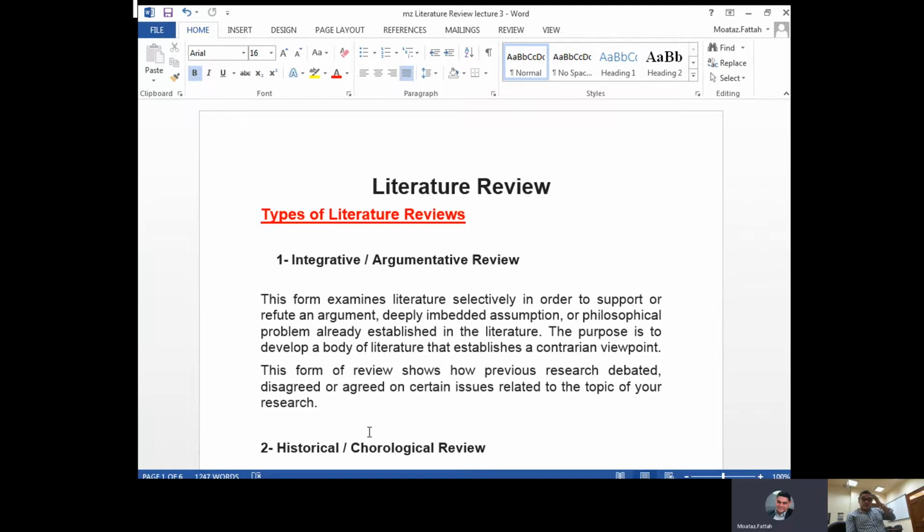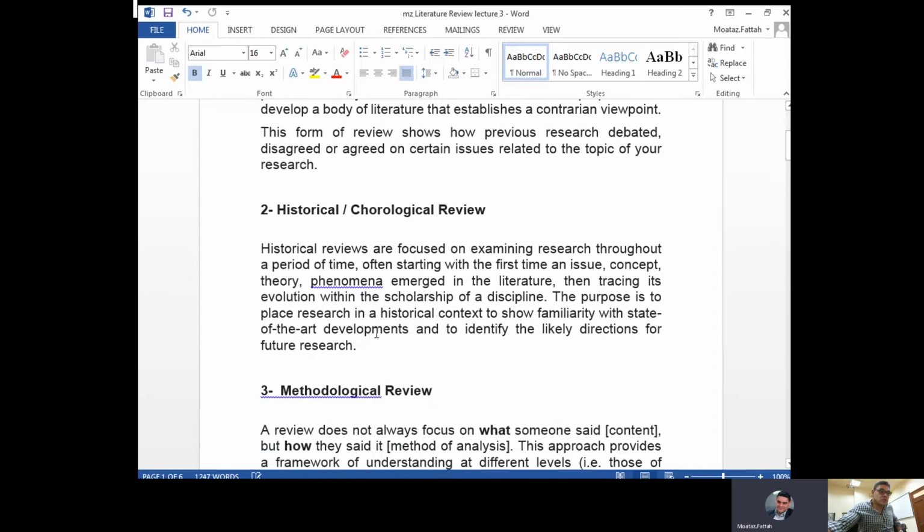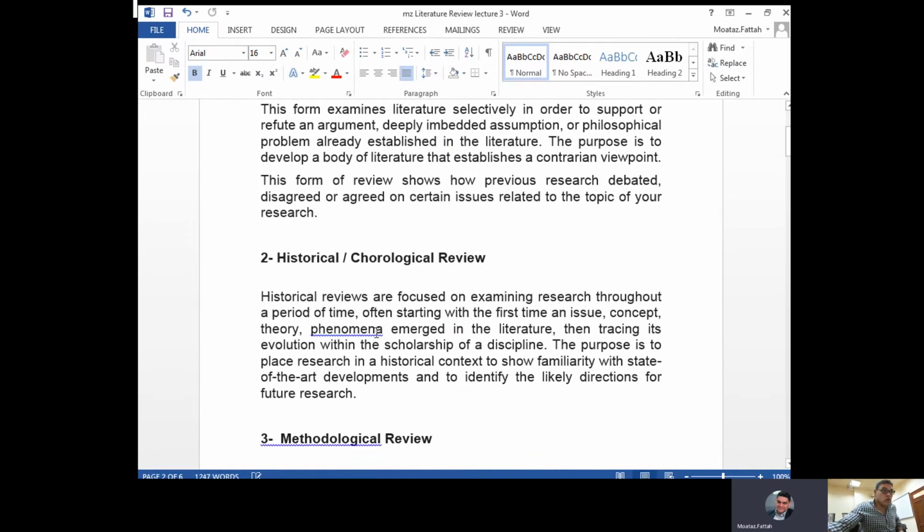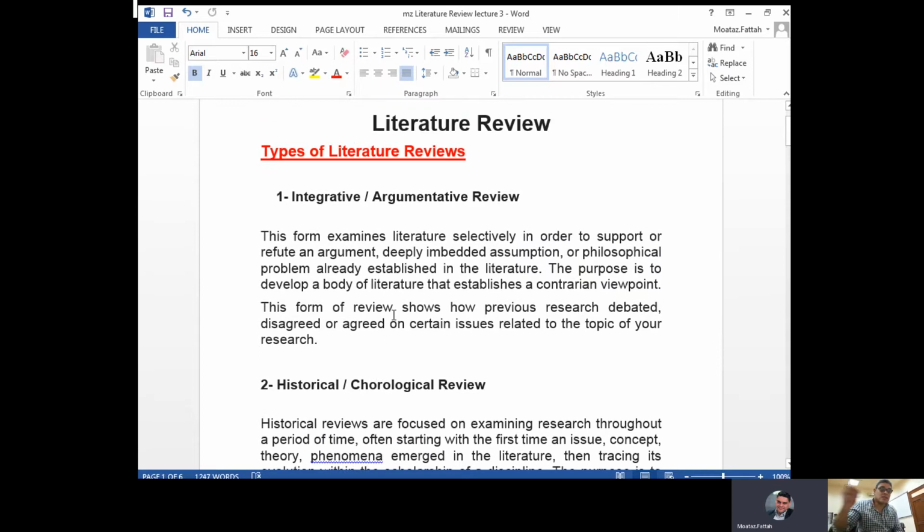Some of them are acceptable, some of them are unacceptable. I will show you how to write an acceptable literature review and how to make use of it. We have actually different types of literature review. You can, in a way or another, refer to them as four. And there is a fifth one that is not acceptable, and I will tell you what it is and why it is not acceptable. Number one is what we call integrative or argumentative review.